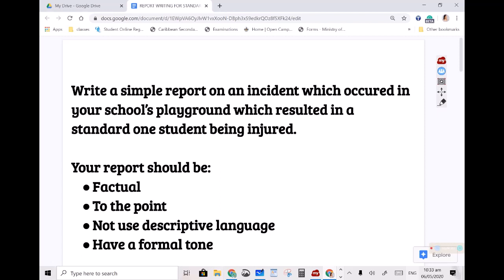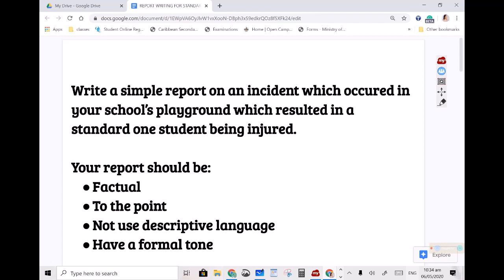Now, today's question: write a simple report on an incident which occurred in your school's playground which resulted in a standard 1 student being injured. Now, normally teachers start off with simple reports that are directed around the incident report. Now, we also have accident reports and we also have event reports as well. But the incident report is a classic way of actually introducing students into the whole aspect of report writing.